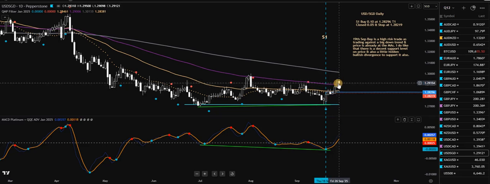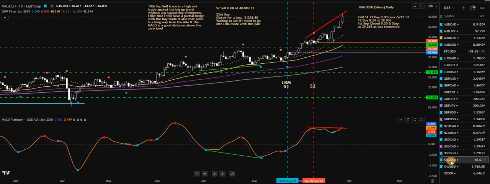That's just puts myself in a no loss position. So that's the USD Singapore dollar. Right, silver, XAG USD. Righto, what's happened here? I'll tell you exactly what's happened here. So this buy is still in play, all right? There's a stop in place, can't lose on that.